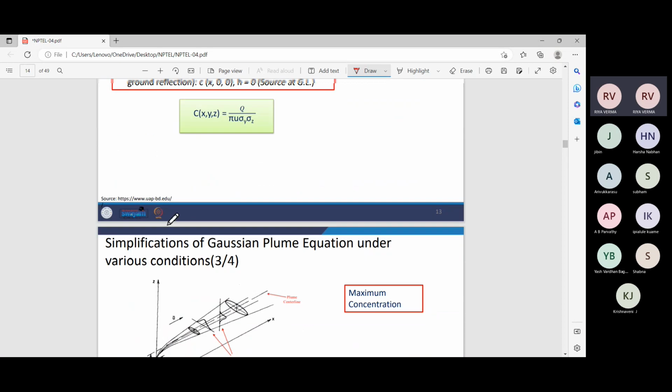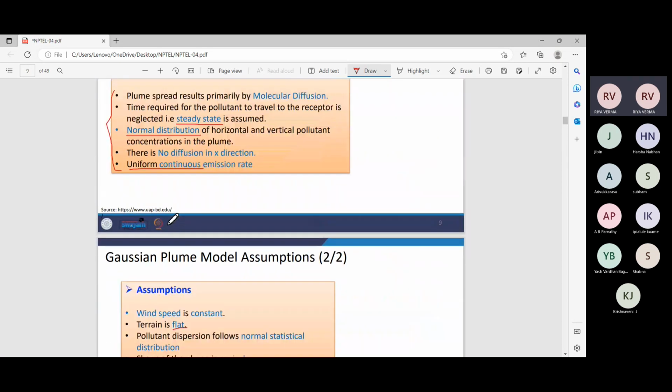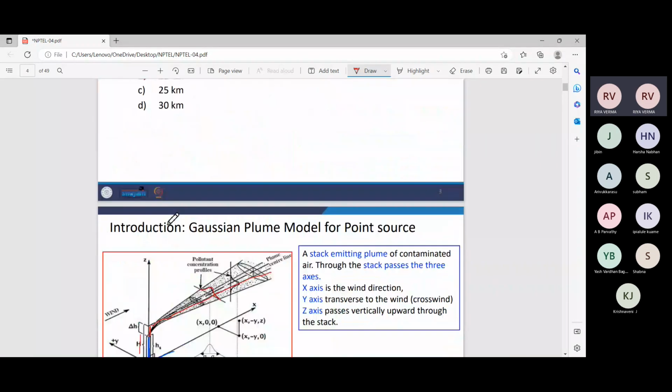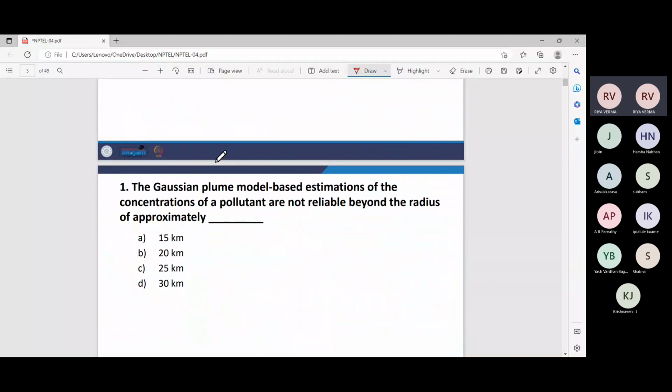So I think this was our question. Let me just quickly get into that. Yeah. So the Gaussian plume model based estimations of the concentration of a pollutant are not reliable beyond the radius of approximately 20 kilometers. I hope this is clear.